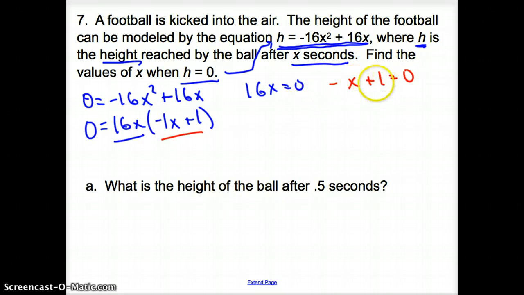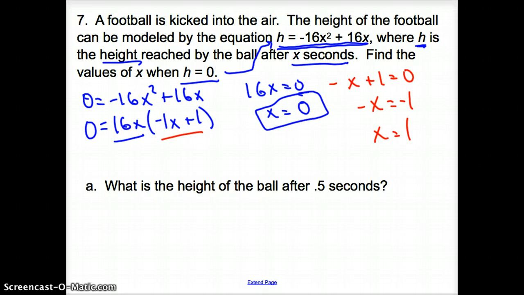Now we can solve for both. So here I subtract a 1 over, so I have negative x equals negative 1. Divide by negative, x equals 1. How about the blue guy? I can divide by 16, so x equals 0. And so now my values for x would be 0 and 1.